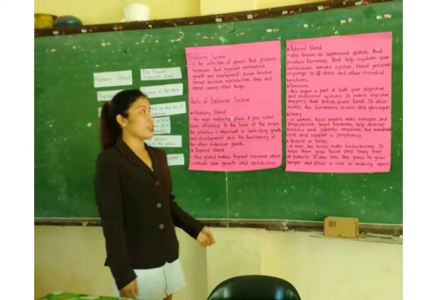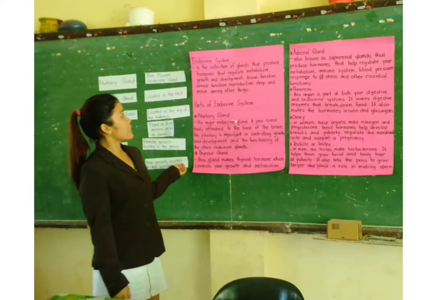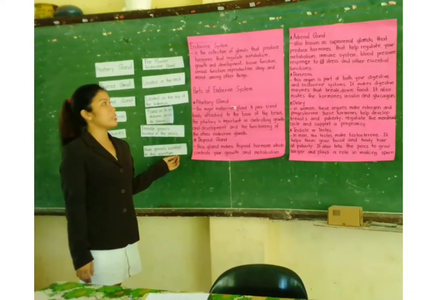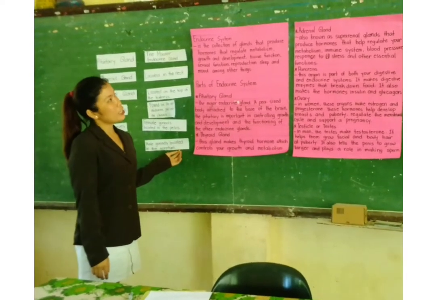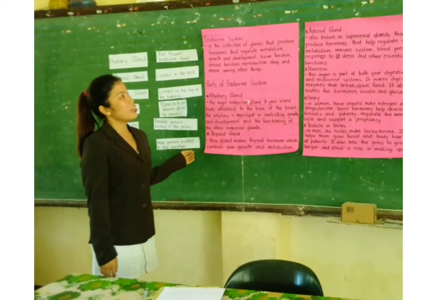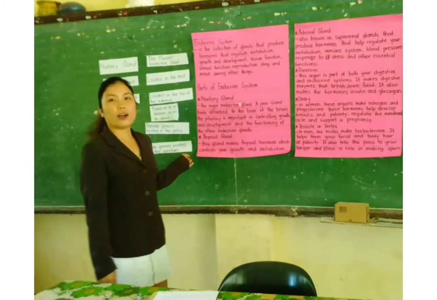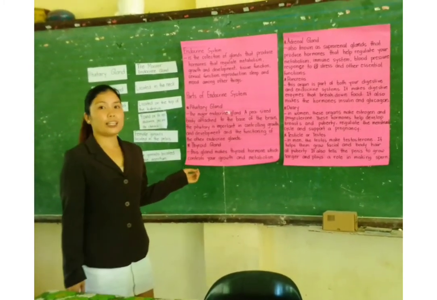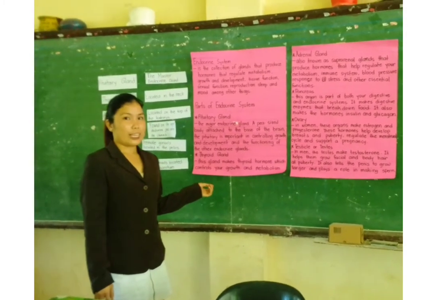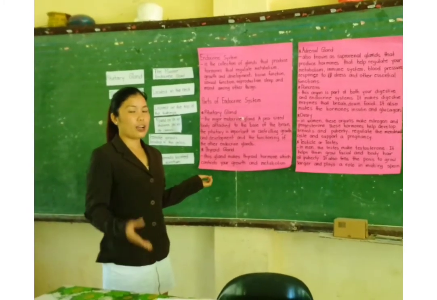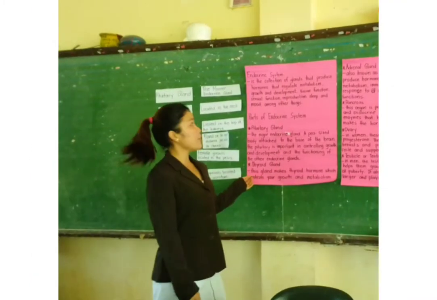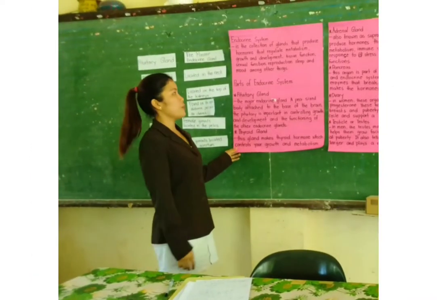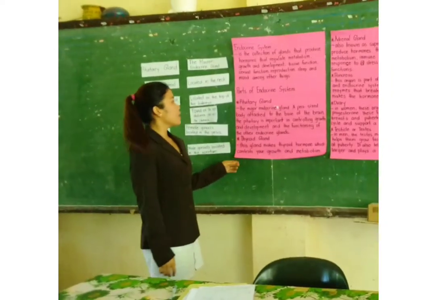Let's start our discussion. The endocrine system is the collection of glands that produce hormones that regulate metabolism, growth and development, tissue function, sexual function, reproduction, sleep, and mood, among other things. As you know, the endocrine system can do a lot in our body, especially in how it functions in almost every organ and cell in the body. Okay, let's proceed to the parts of the endocrine system.